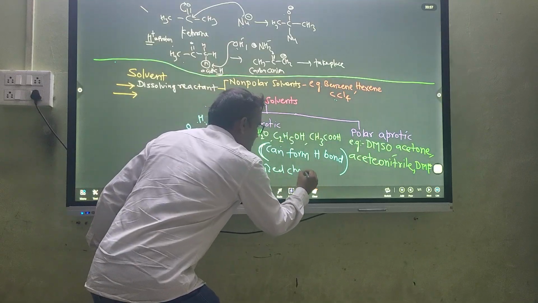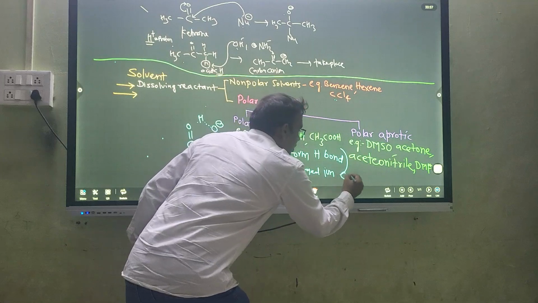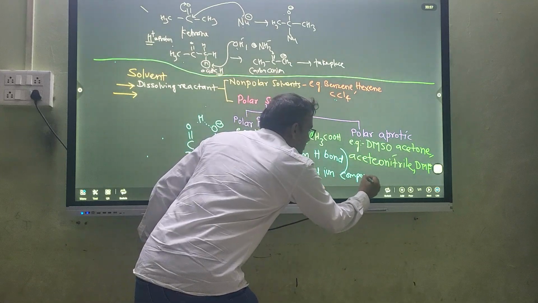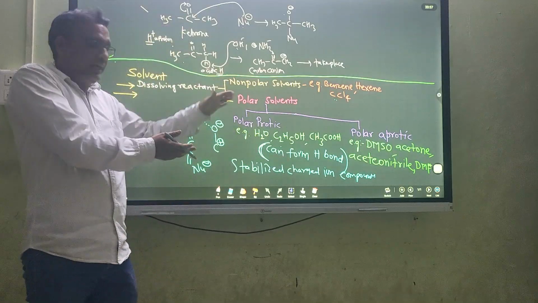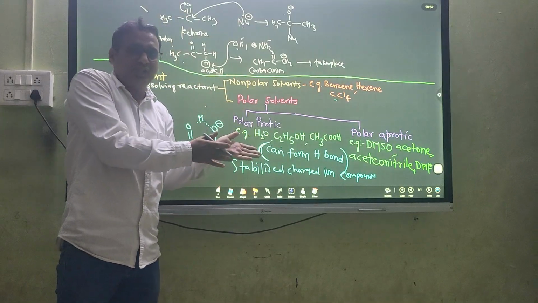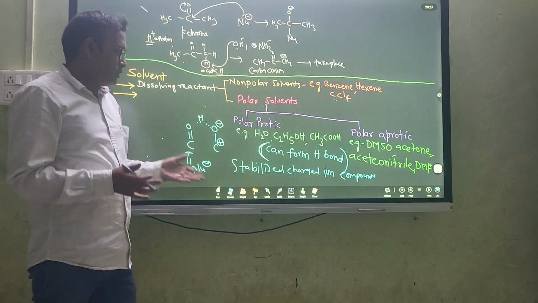charged ion compounds. It may be either A or B, depending on whether the reactant has a charge or not.